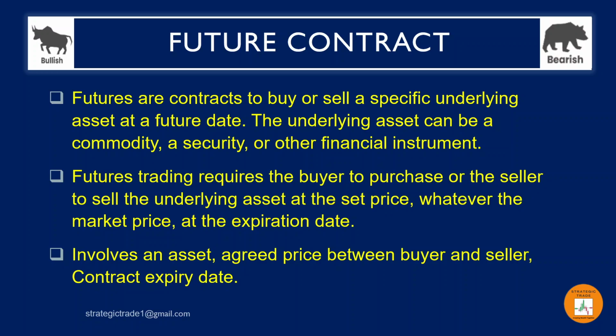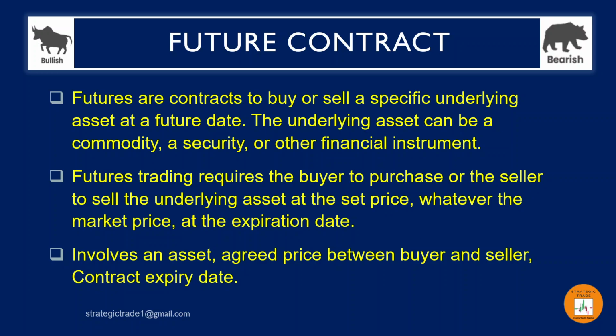So this involves one asset, any asset, like a stock, or any commodity like crude oil, gold, silver. Any contract will be there, any asset will be there. Then there should be a buyer and there should be a seller. Between the buyer and seller there will be an agreed price.